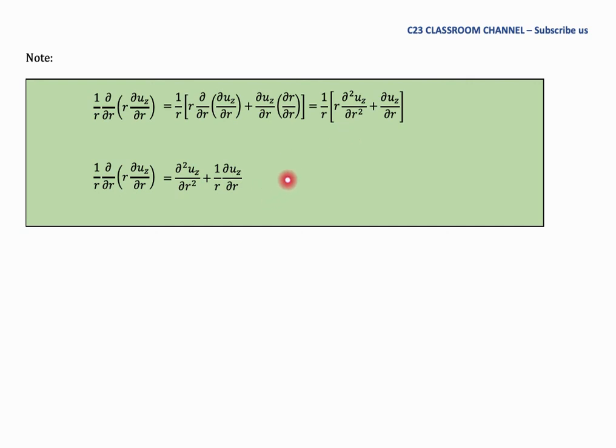So please make sure that you can write the Navier-Stokes equation for polar coordinates very well, because the terms are a little bit longer compared to the Cartesian coordinates, and it is not enough for you just to remember the Navier-Stokes equation for the r direction, because the equations for the z direction and theta direction are slightly different from the r direction.